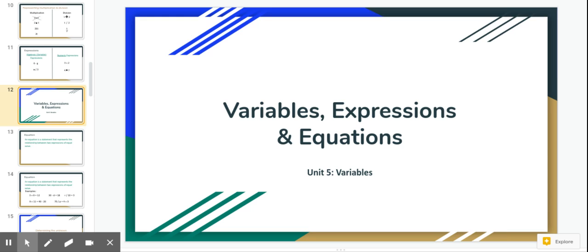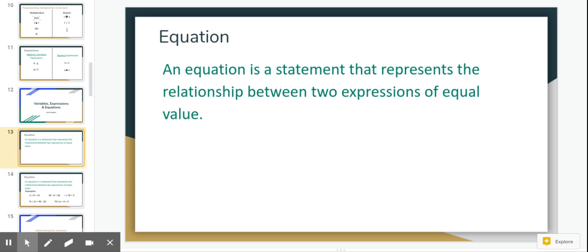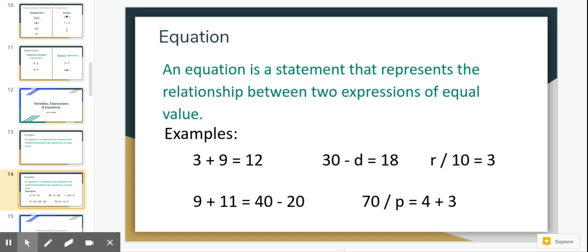So this is part 2 of our variables, expressions, and equations video. We just finished talking about expressions, so let's talk about what equations are. An equation is a statement that represents the relationship between two expressions of equal value. Now that can be a little bit confusing to see as words, so let's look at some examples to really understand what this means. You'll see there's 2 rows of equations here.